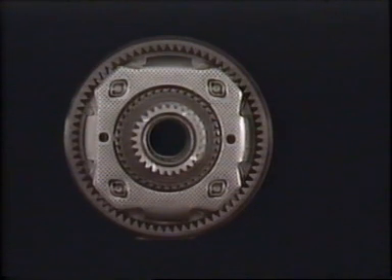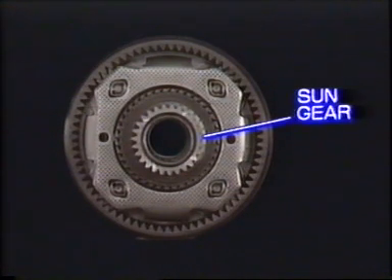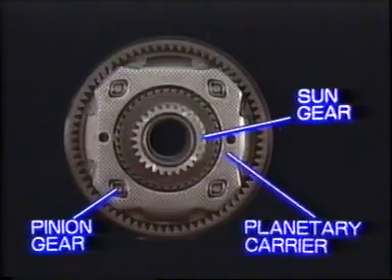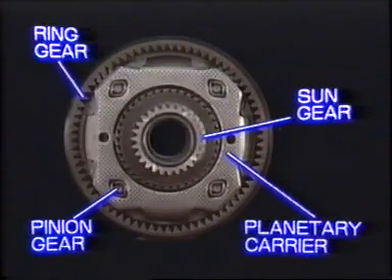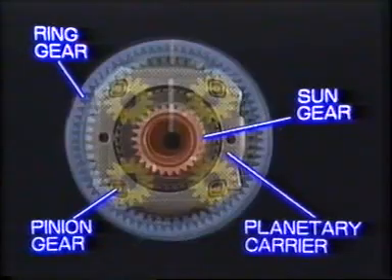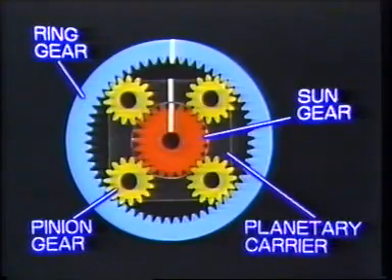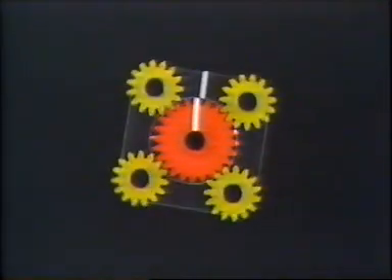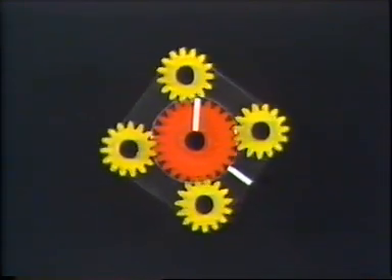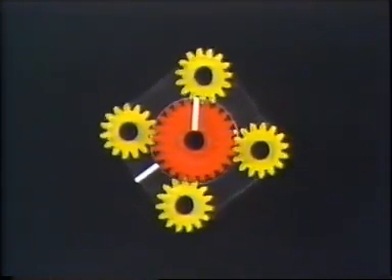A planetary gear set consists of a sun gear, pinion gears, a planetary carrier that connects the pinion gears, and a ring gear. Let's study a model of a planetary gear set to find out how it works. This is a stationary sun gear, around which pinion gears, connected by a planetary carrier, are rotating.